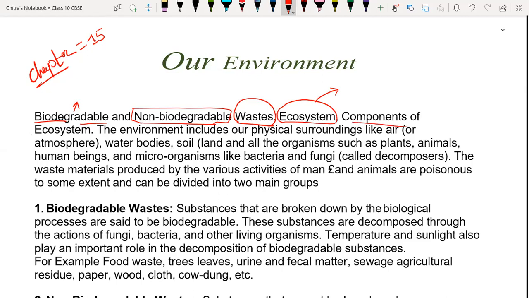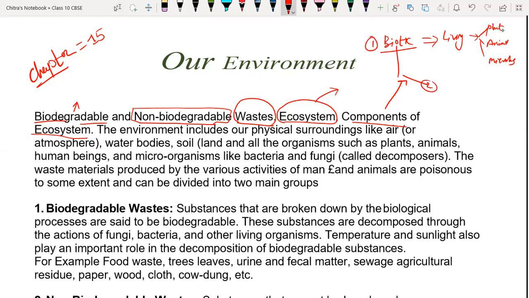Components of ecosystem. So we have two kinds of components of ecosystem. First is called the biotic component. Biotic component includes all living organisms. Living means maybe plant, animal or microbes. They may be plants, they may be animals, they may be microbes. And this is the first component of the ecosystem.